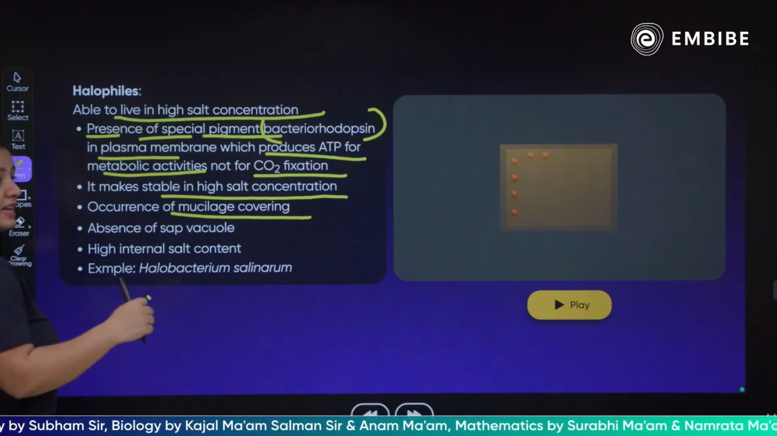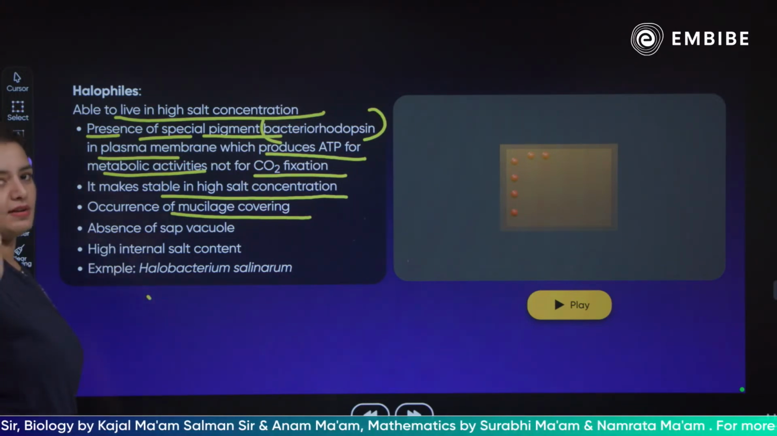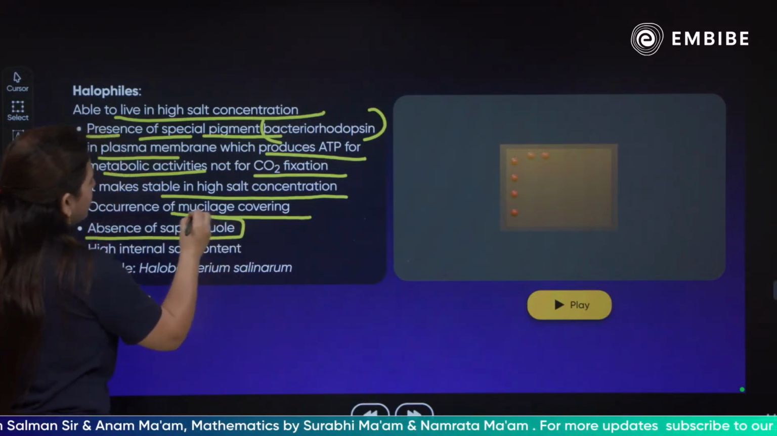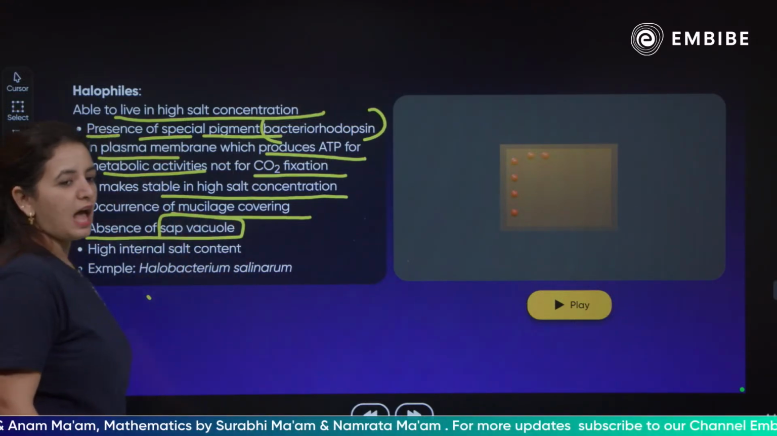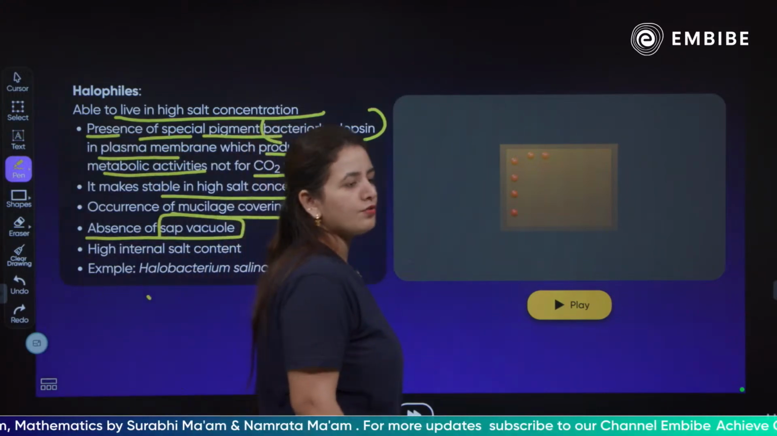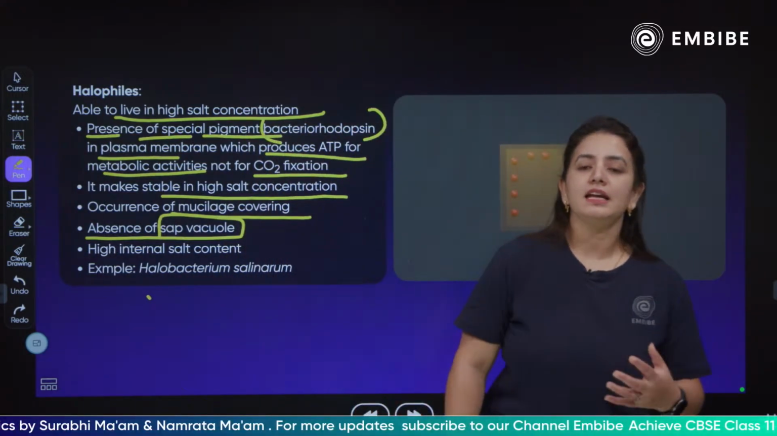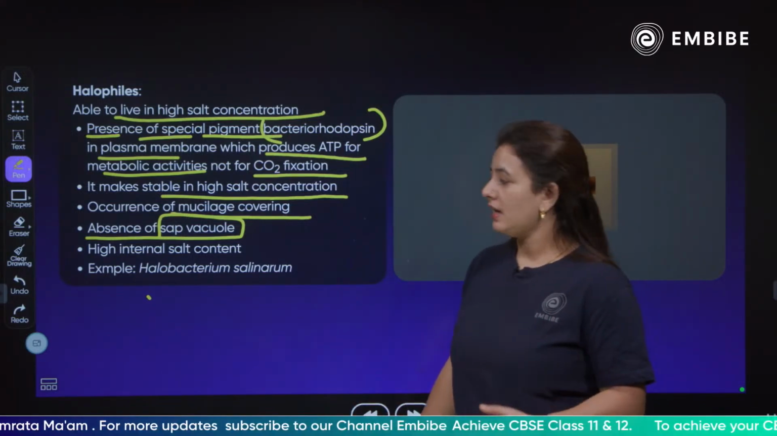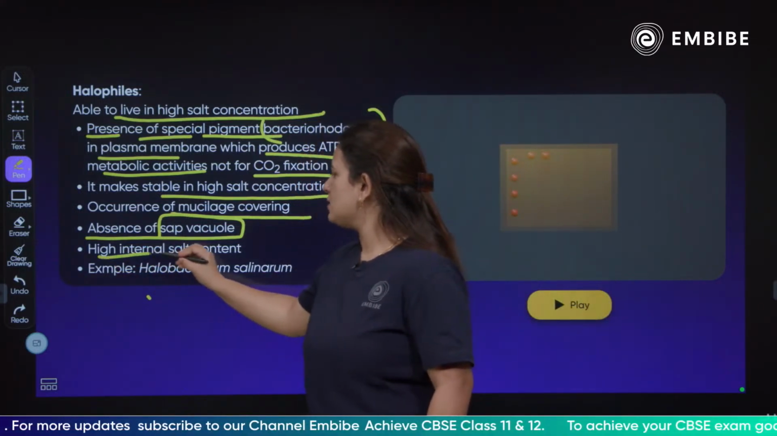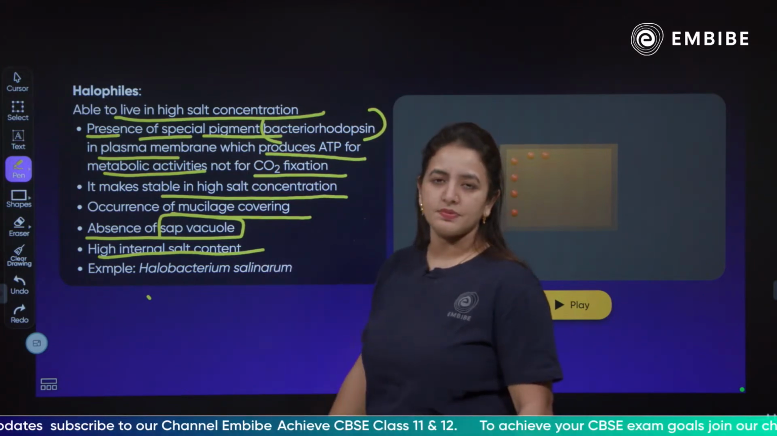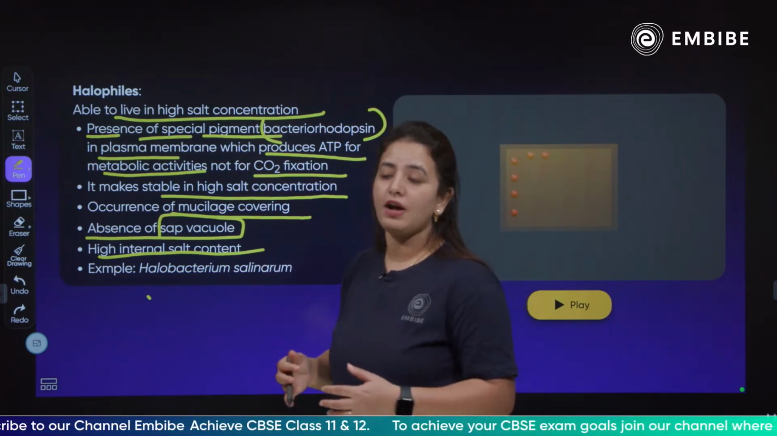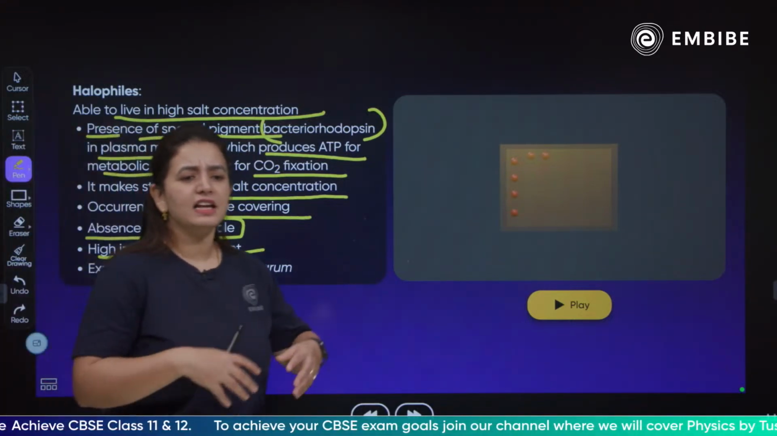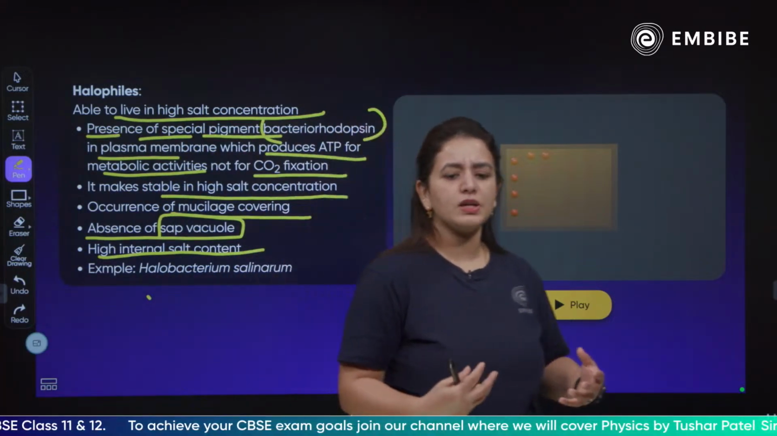Okay, next, I said the cell will rupture, but there is no sap vacuole. Absence of sap vacuole leads to their survival in these extreme conditions. And they also have high internal salt concentration. So basically this is their nature only, their nature to survive.